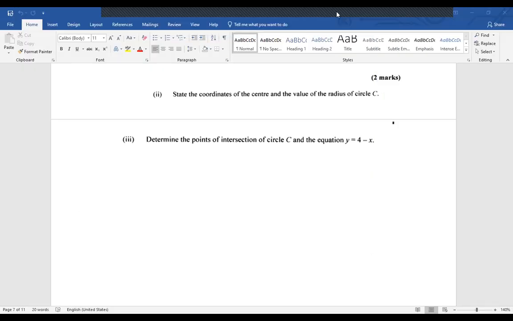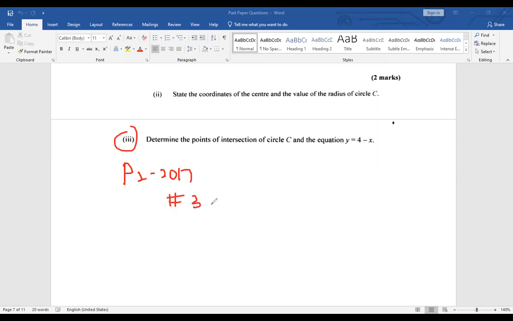This is the question we're doing now. It's paper 2, 2017, number 3, A part I. And what they want us to do is determine the point of intersection of the circle and the equation y is equal to 4 minus x.